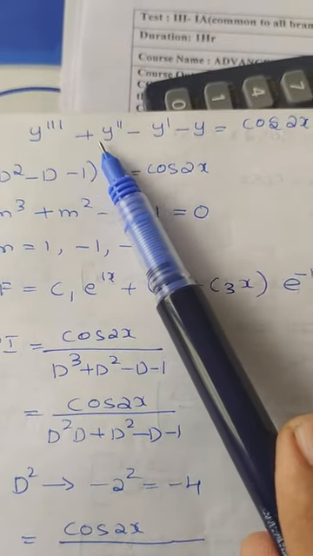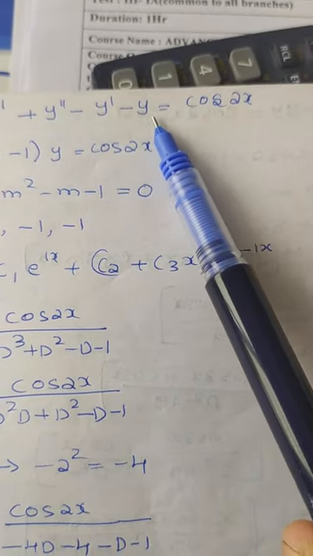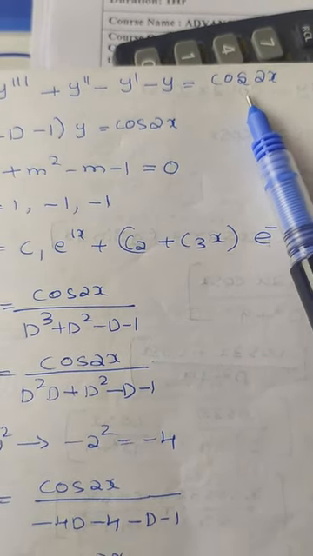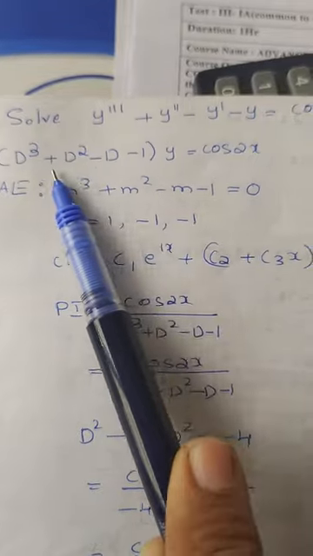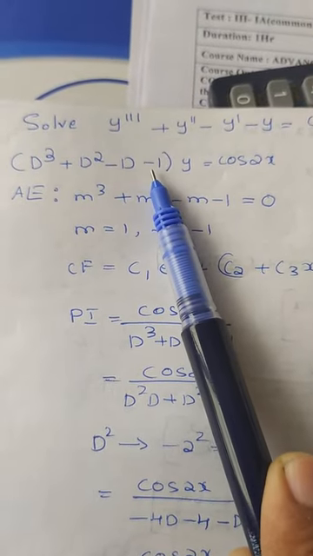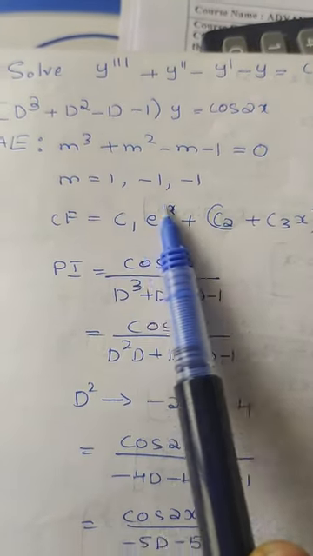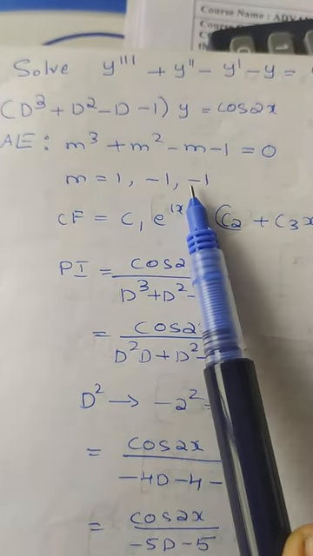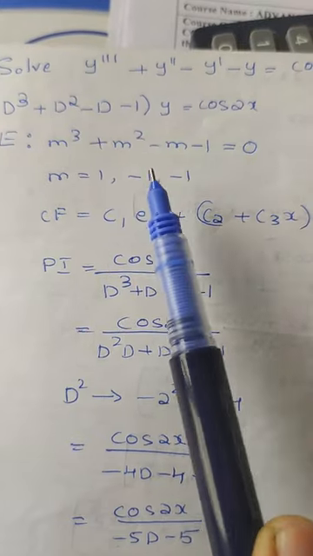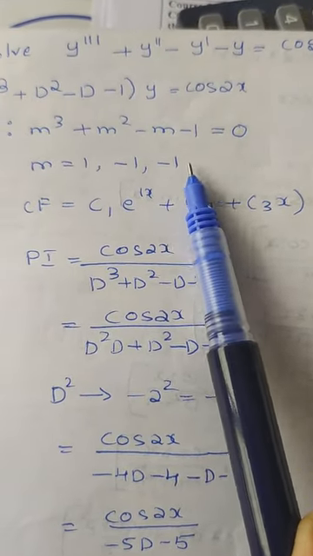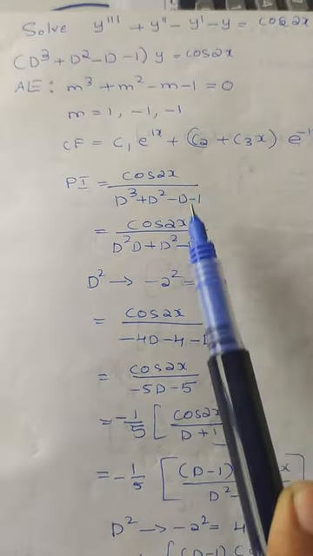See, y triple dash plus y double dash minus y dash minus y is equal to cos 2x. Here we have cos, but the same procedure. See, this is your polynomial operator. Write the auxiliary equation. One root is real and distinct, and the other two roots are real and equal. Write the CF. Now come to the PI.